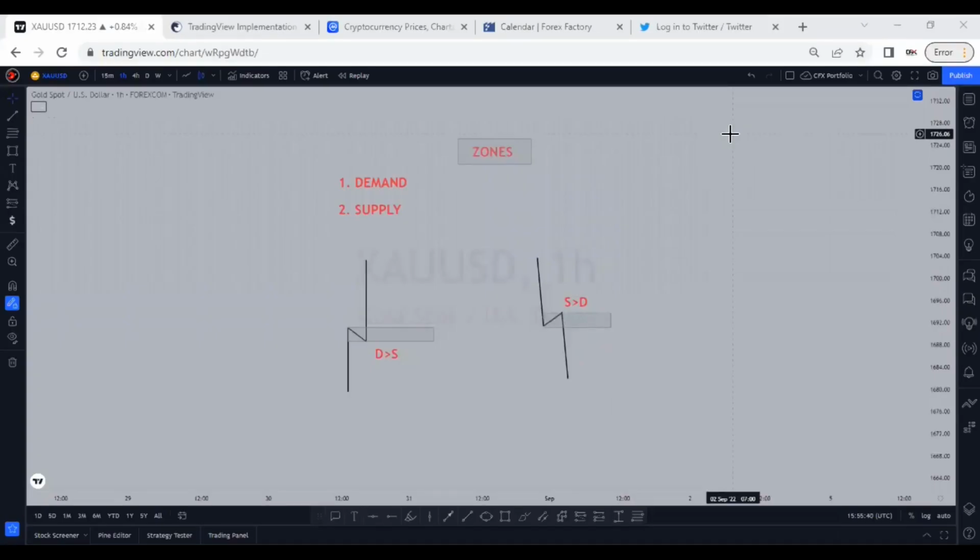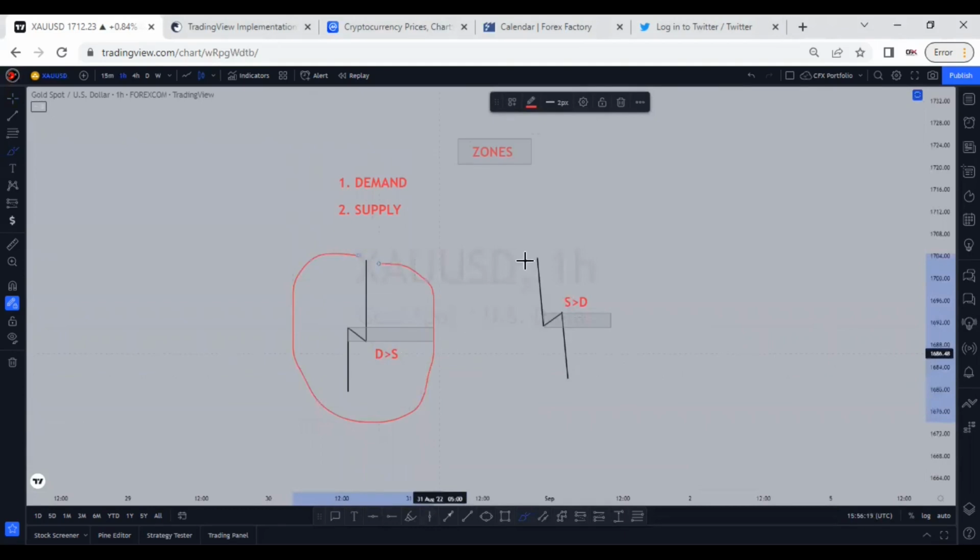After you determine the direction you want to go, the next thing is to identify your zone. Now, we have two main zones in the market. We have the demand zone and then the supply zone. A demand zone is an area where we have a lot of buy orders as compared to sell orders. So here we are saying the volume of buy is more than the volume of sell. That gives us a demand zone. Demand greater than supply. And whenever demand is greater than supply, we expect price to go up.